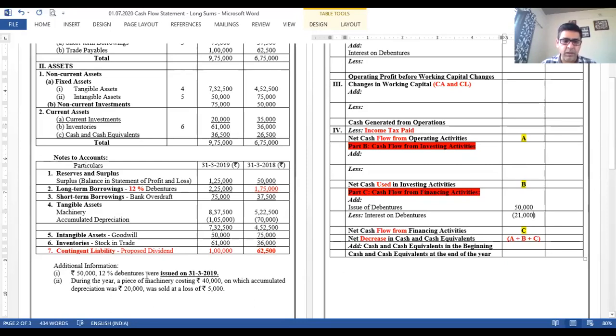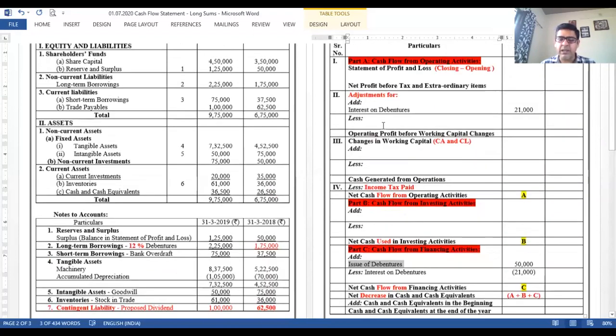I repeat again, debentures were issued. Because the debentures were issued, we have to add it over here. Issued debentures rupees 50,000 in financing activity. 12% is the interest on debentures. So interest has two effects. One is financing as deduction, and second is adjustments to be added, 21,000.